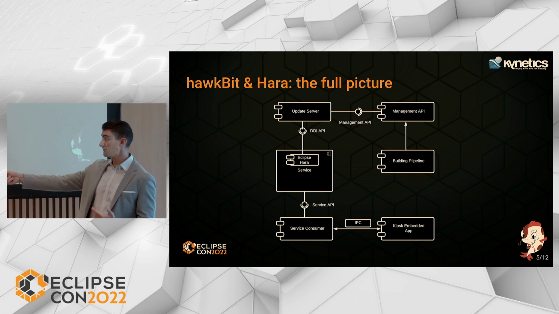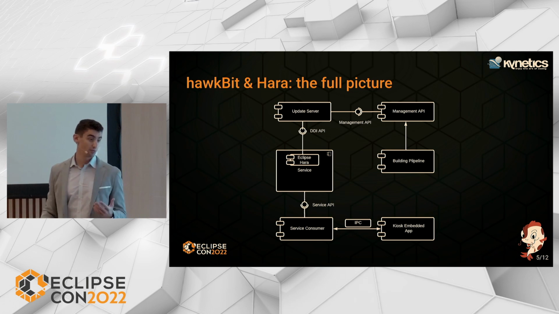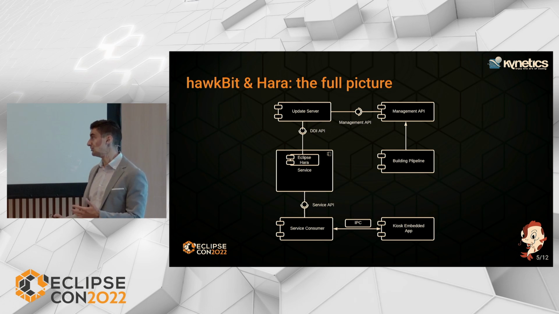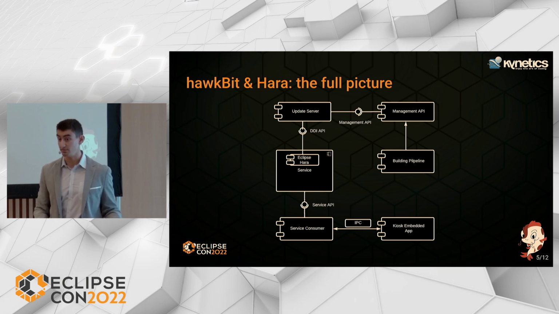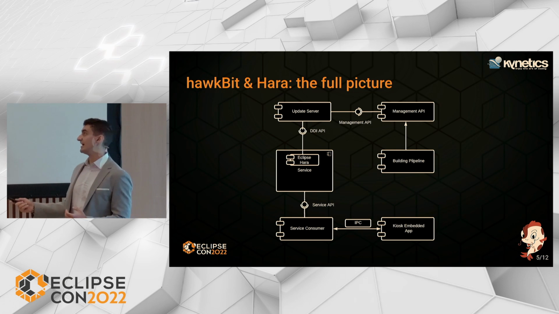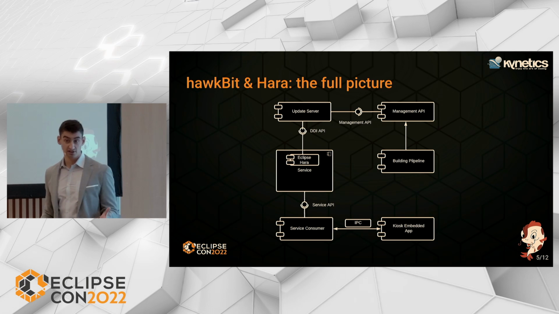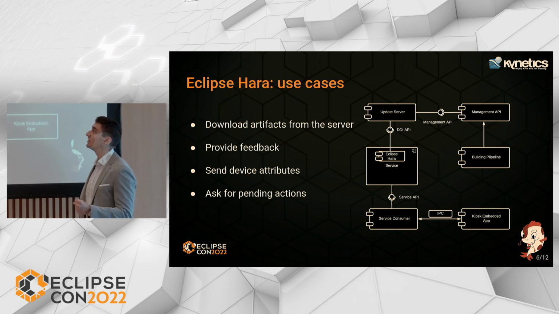This is done through a service consumer and through some inter-process communication protocols that, again, are dependent on the operating system. In Android, we can exchange information differently than in Linux-based systems, for example. So far, I've been saying that Eclipse Hara simplifies the interaction with Eclipse hawkBit. But what does this mean in practice?